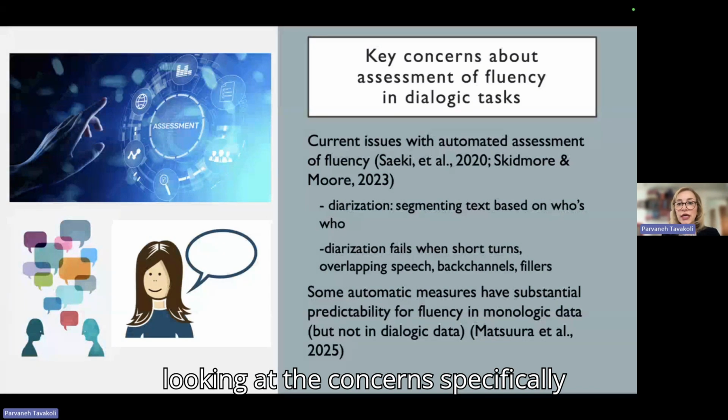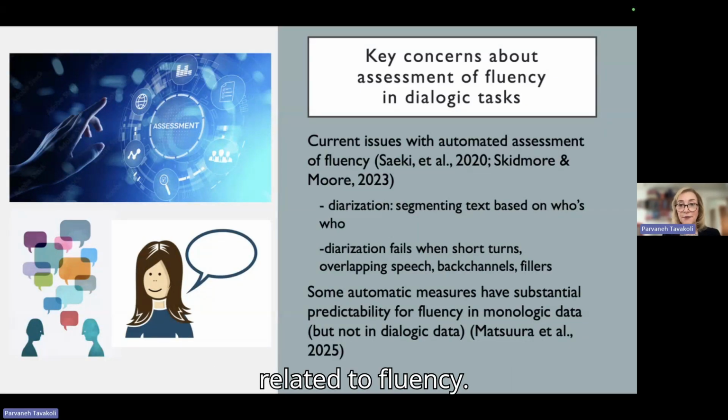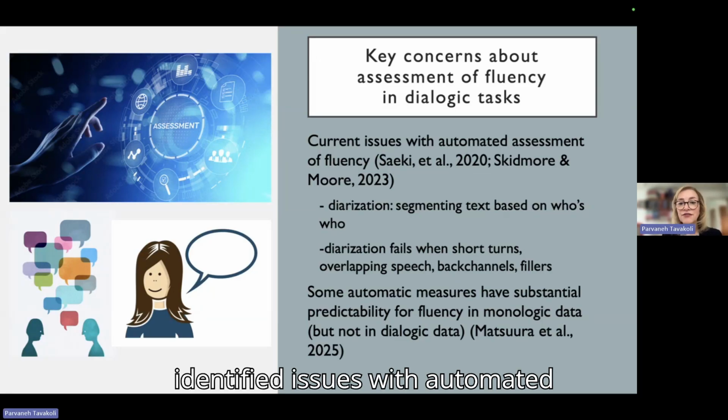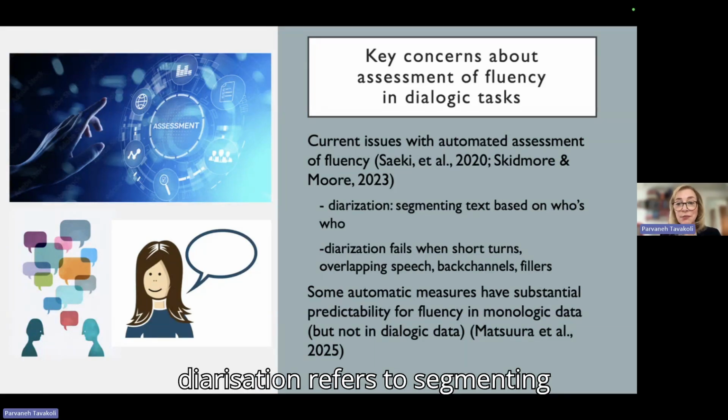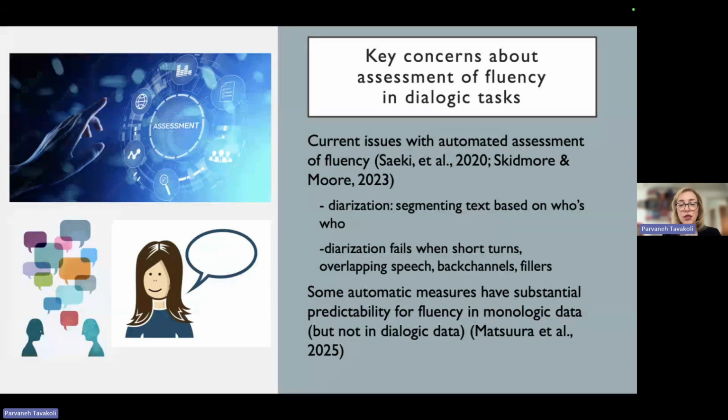Here, we are looking at the concerns specifically related to fluency. Several researchers have identified issues with automated assessment of fluency, especially in dialogic tasks. One issue reported is the issue of diarization. Here we mean diarization refers to segmenting text based on who's who.